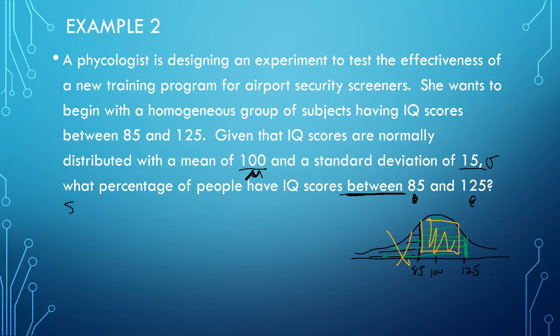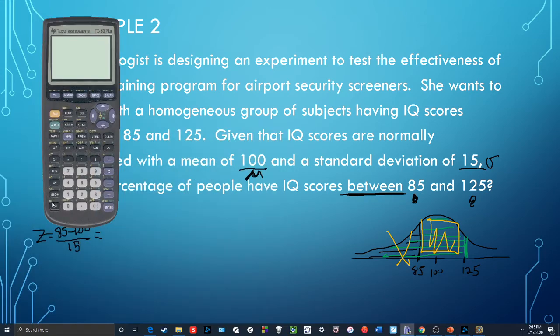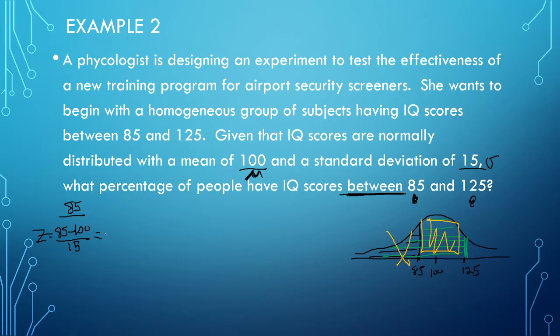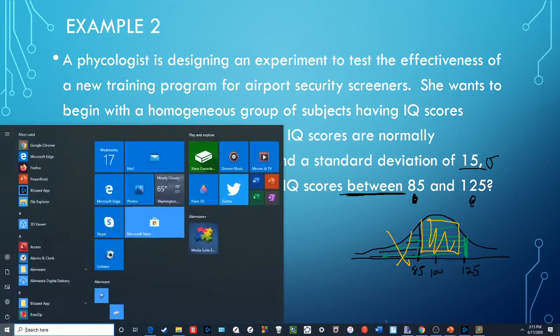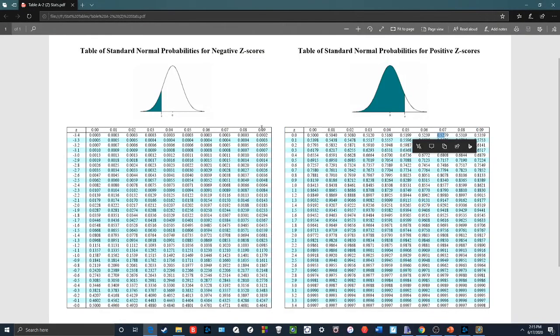So let's do the 85 first. Let's figure out the z-score for 85. The z-score is the value minus the average, over the deviation. And again, z-scores can be negative. That's fine. If you're below the average, you have a negative z-score. So 85 minus 100 divided by 15 is just going to be negative 1, because if the deviation is 15 and you're 15 below the average, you're one deviation below, so negative 1.